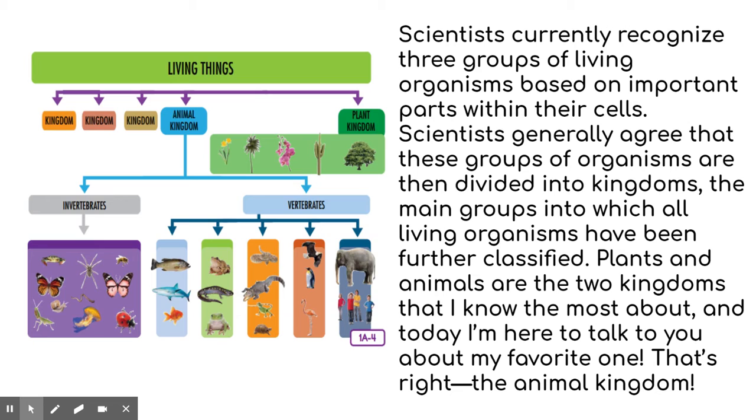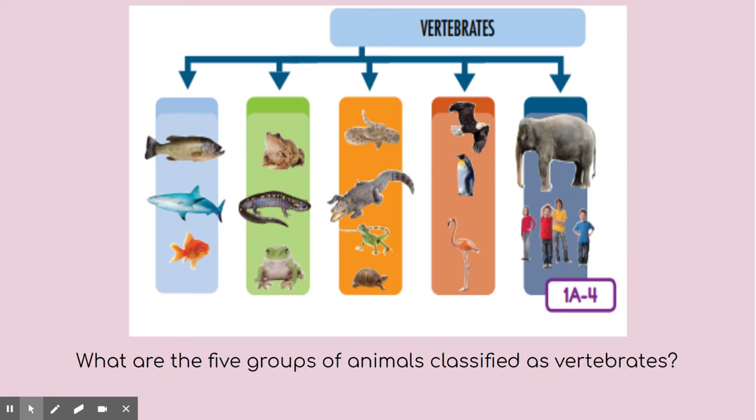Plants and animals are the two kingdoms that I know the most about, and today I'm here to talk to you about my favorite one. That's right, the animal kingdom. These are the five groups classified as vertebrates. Can you think of what they are? Going from left to right, we have fish, amphibians, reptiles, birds, and then mammals.